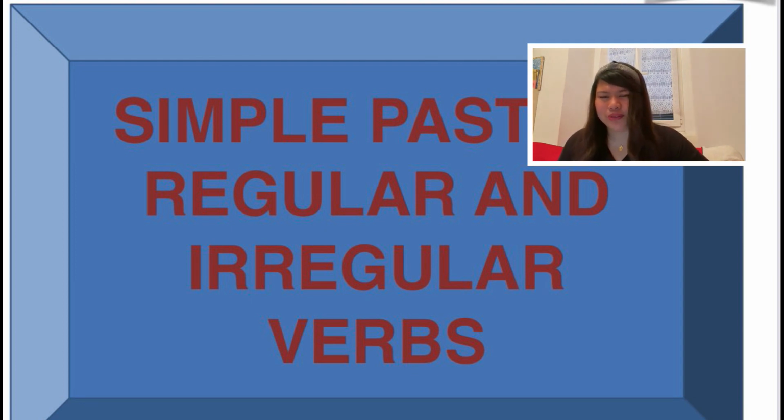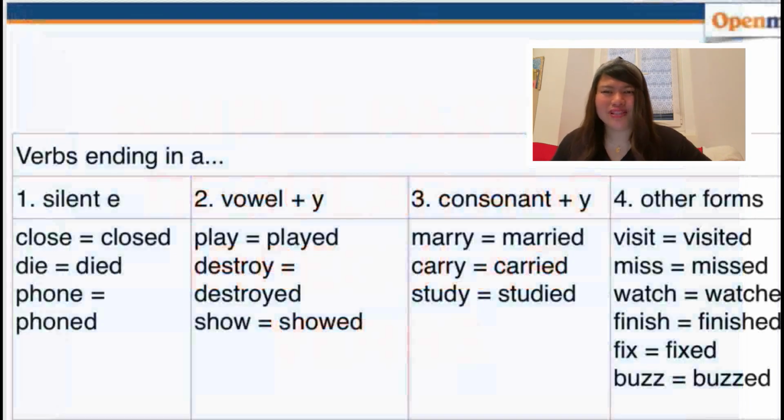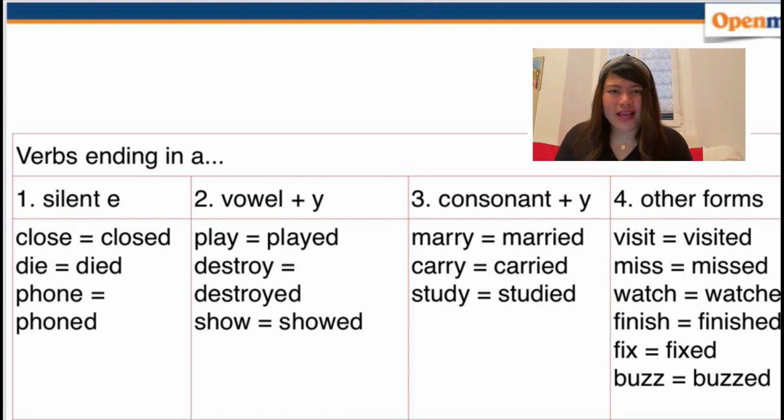But we can also consider some rules. For example, a verb that ends with silent e. What does it mean? For example, close. The verb close ends with e, but we don't pronounce the e. So we just put the suffix d at the end of the verb. Close becomes closed.